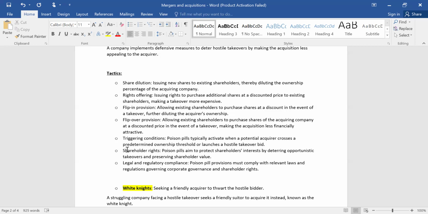So you tell the existing shareholders, if we match, you can buy the shares of a new company at a discounted price.